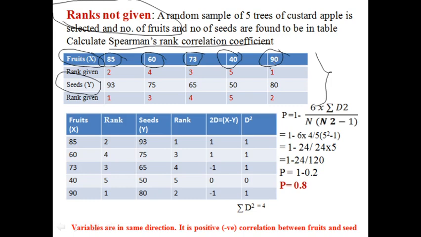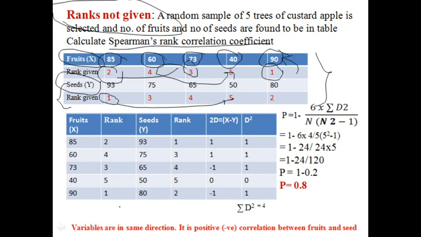So what we have to do is give them ranks from highest to lowest. Here we are giving rank 1 to the highest value for the fruit, that is 90, and then so on, 2, 3, 4, and 5. And we follow the same steps for the y variable, that is seeds. Here also we have to give the ranks from highest to lowest, 1 to 5.